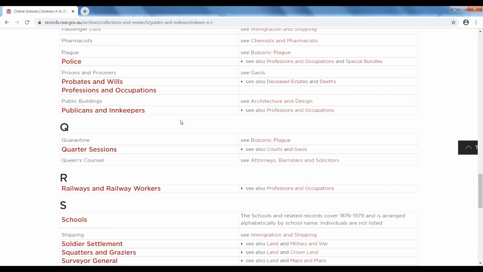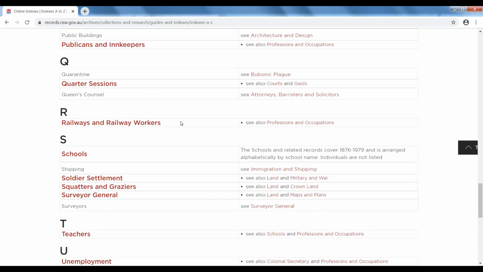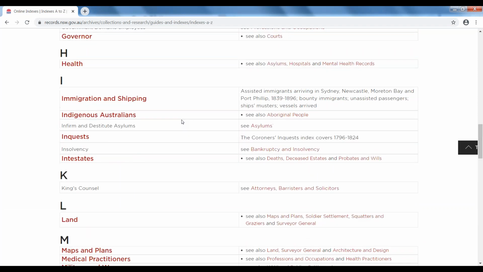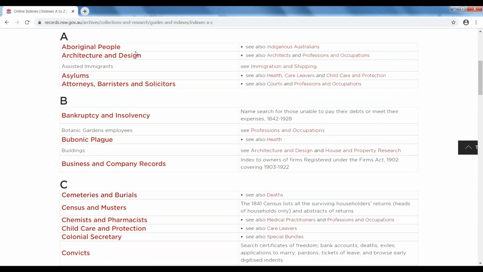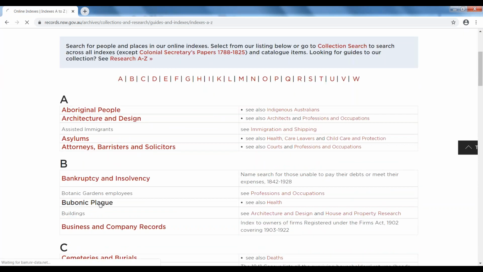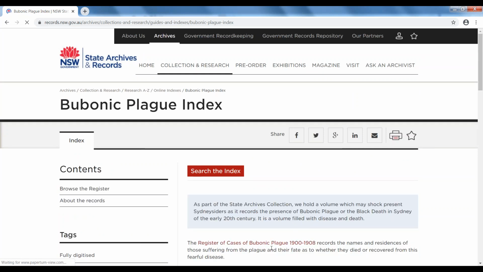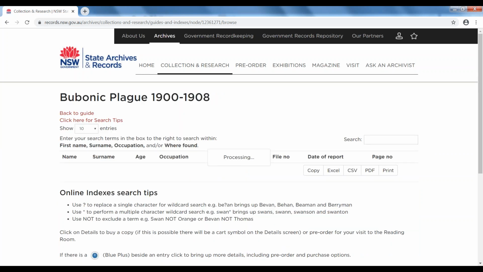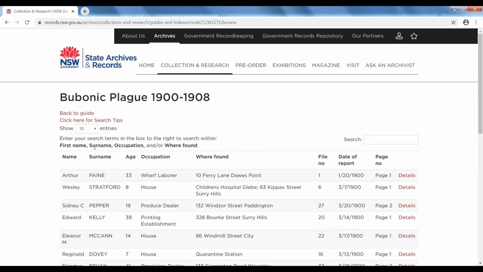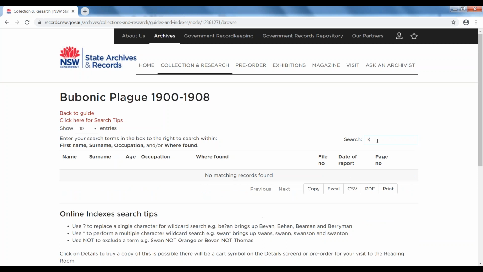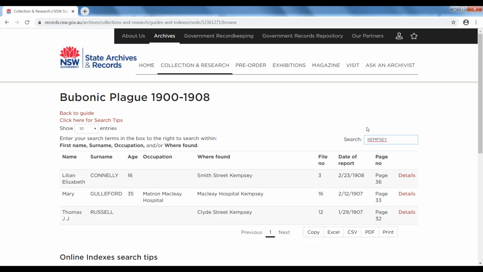The indexes vary a lot in size, from just a few hundred names to tens of thousands of names. So let's get started. I'm going to start by looking at the index to the Register of the Bubonic Plague, which covers 1900 to 1908. So the indexes will always list the terms you can search for. So you can search by a town, like Kempsey.